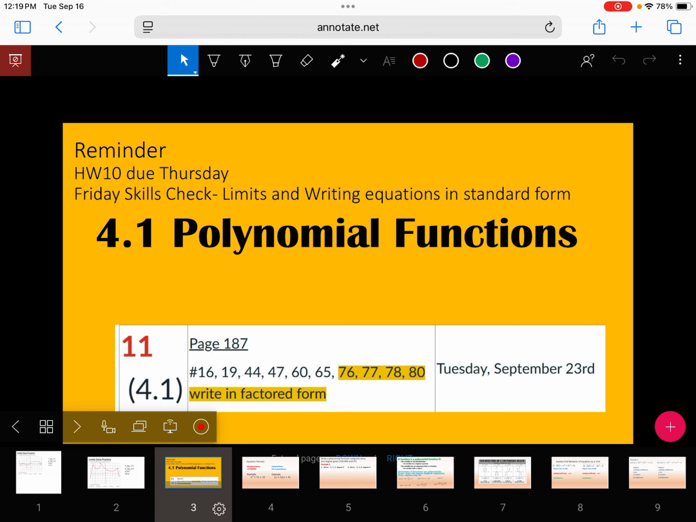So don't forget, homework 10 is due Thursday. And for all my people who said that it was this or this, that means tomorrow during A lunch, we're going to have a limit party. We can all just kind of group together. That's the good part of having 5th period pre-calc.